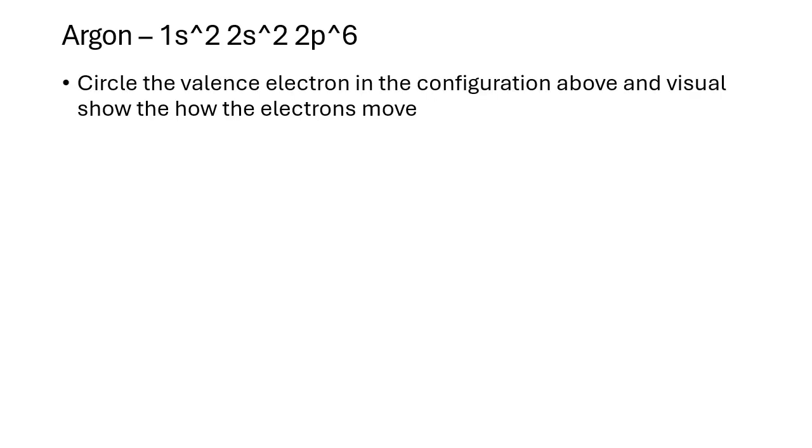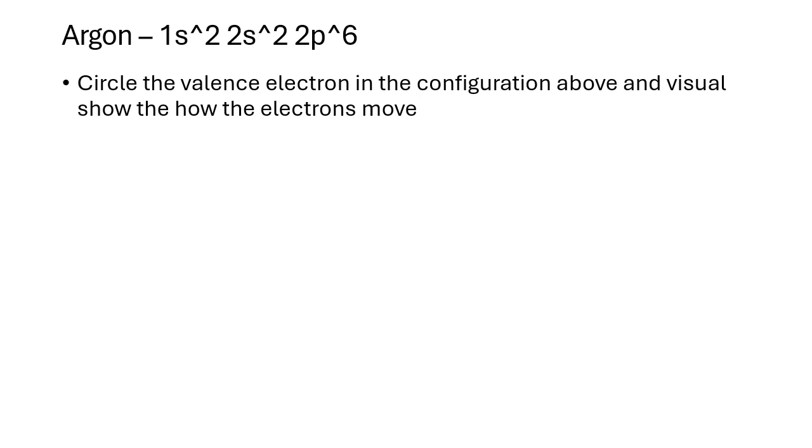The front number is what shell it's in, and the superscript is how many electrons there are. If you've been doing the ALEKS, you know that. And then I'm going to have you circle the valence electrons, the outermost electrons. This is something new I'm teaching, but it was my goal to show you how all this connects. So I'm going to have you draw one and explain the relevance.